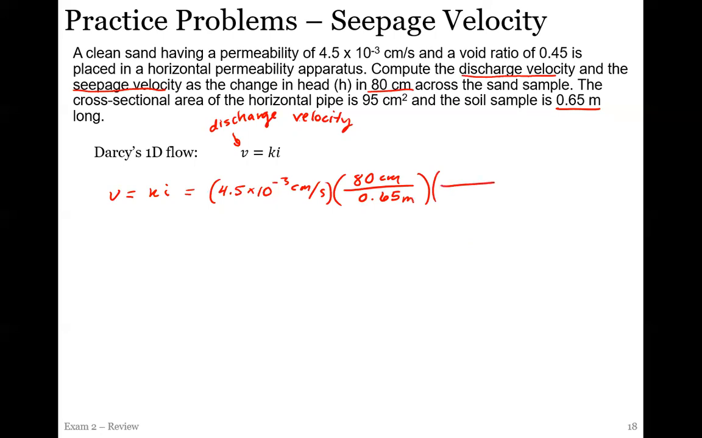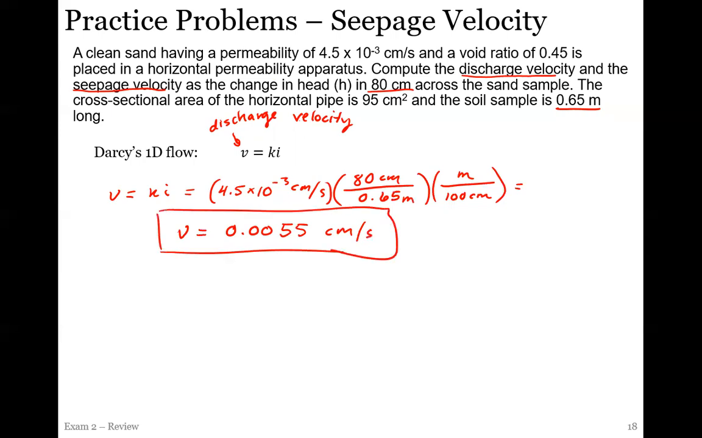So we know that 100 centimeters is equal to 1 meter. And so all those units can cancel out. We have centimeters over centimeters. So our discharge velocity should be 0.0055 centimeters per second. So this is our discharge velocity. This is the water flowing out of the pore space into the open area.